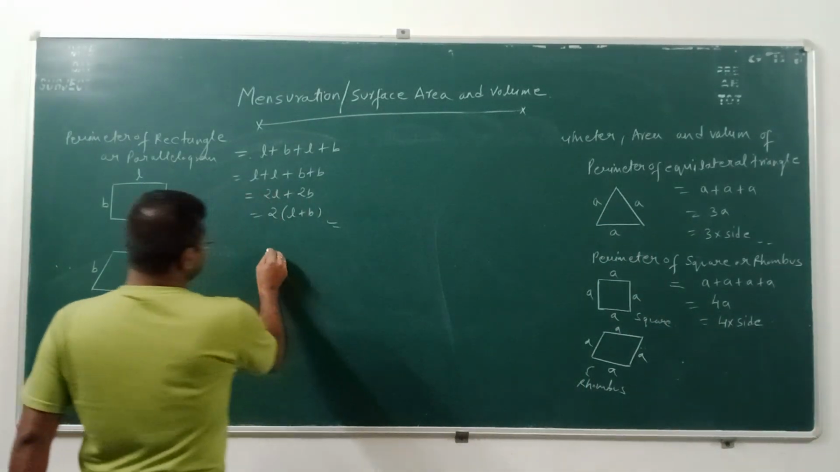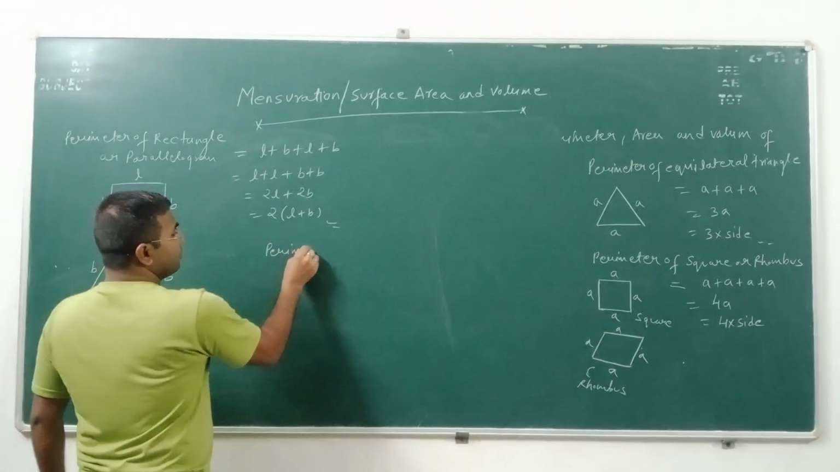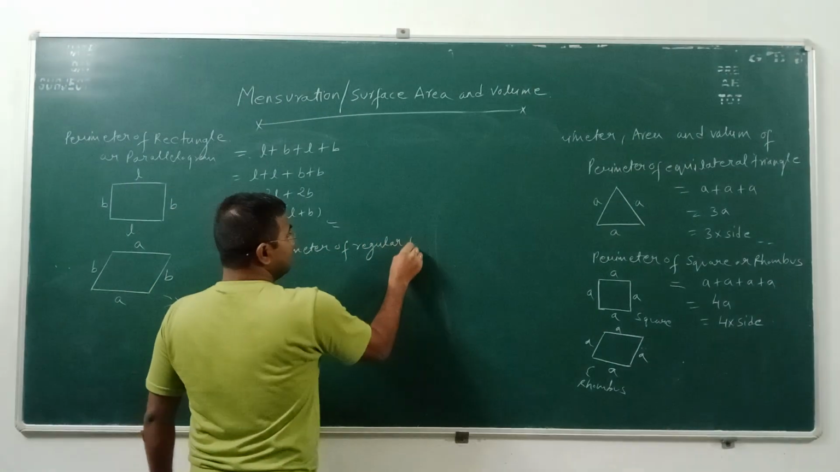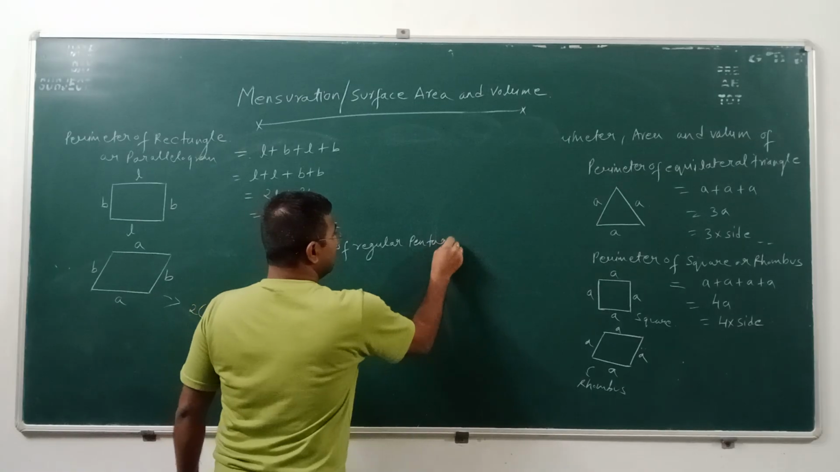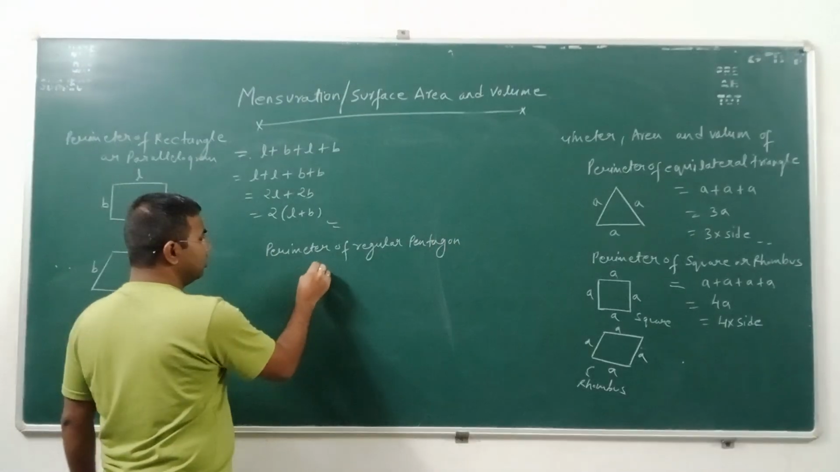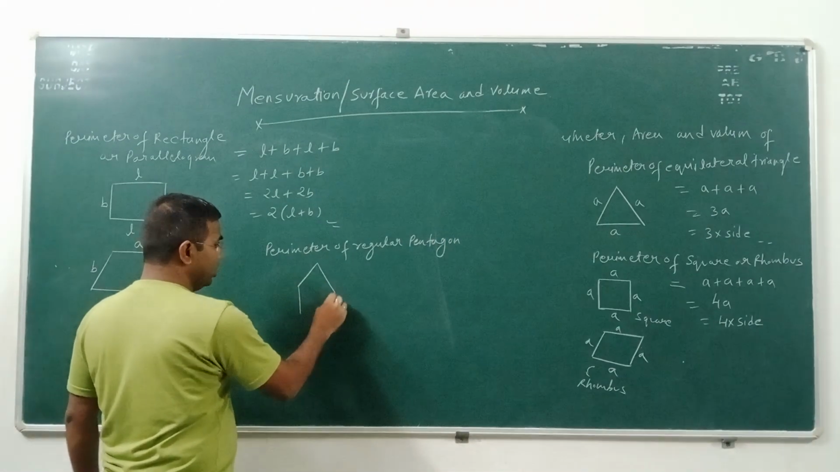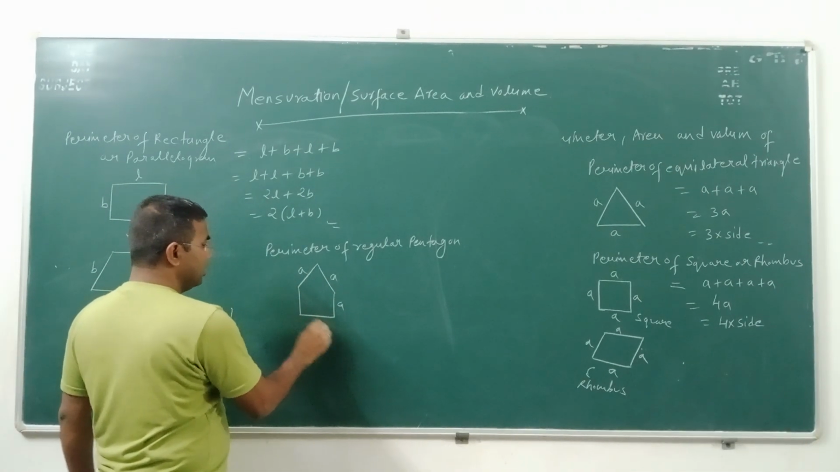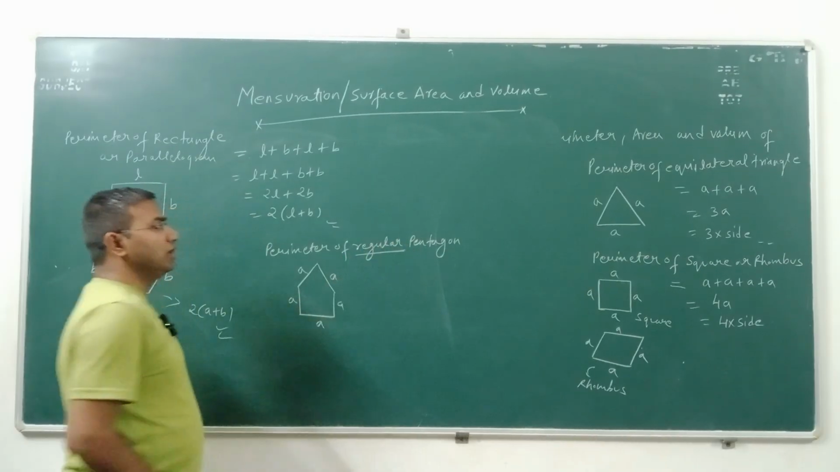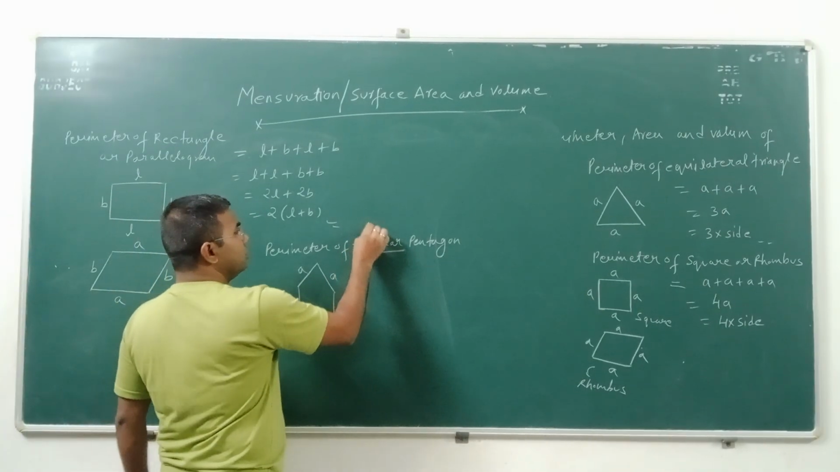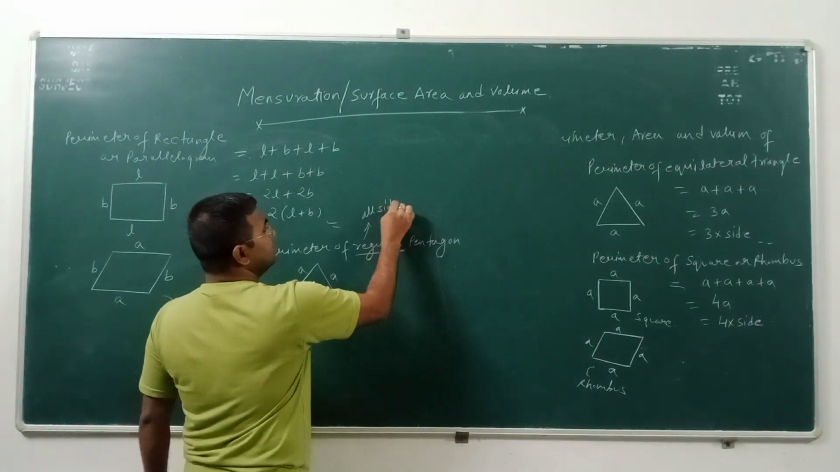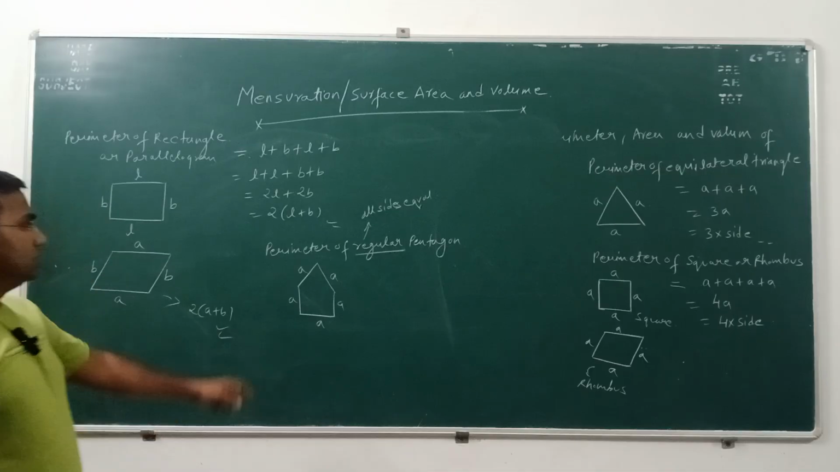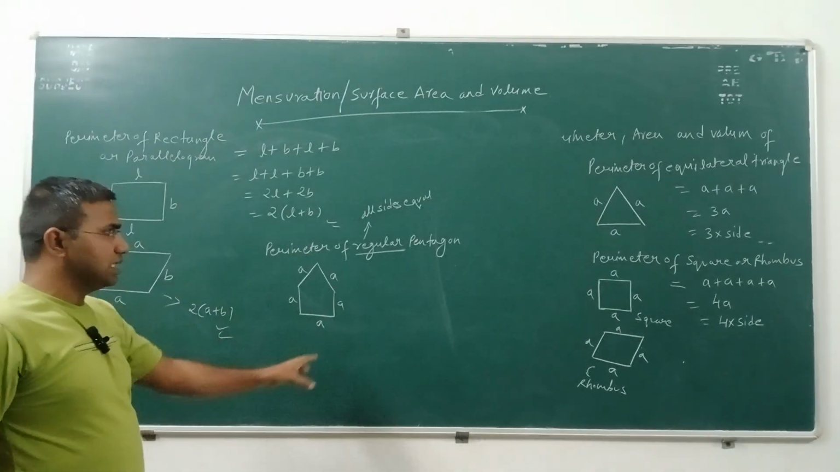Now let us see the perimeter of regular pentagon. So as you know, the pentagon is what? A polygon formed by 5 line segments, and here the word regular indicates that all sides are equal. Okay. So you can see here there is a pentagon in which all sides are equal.